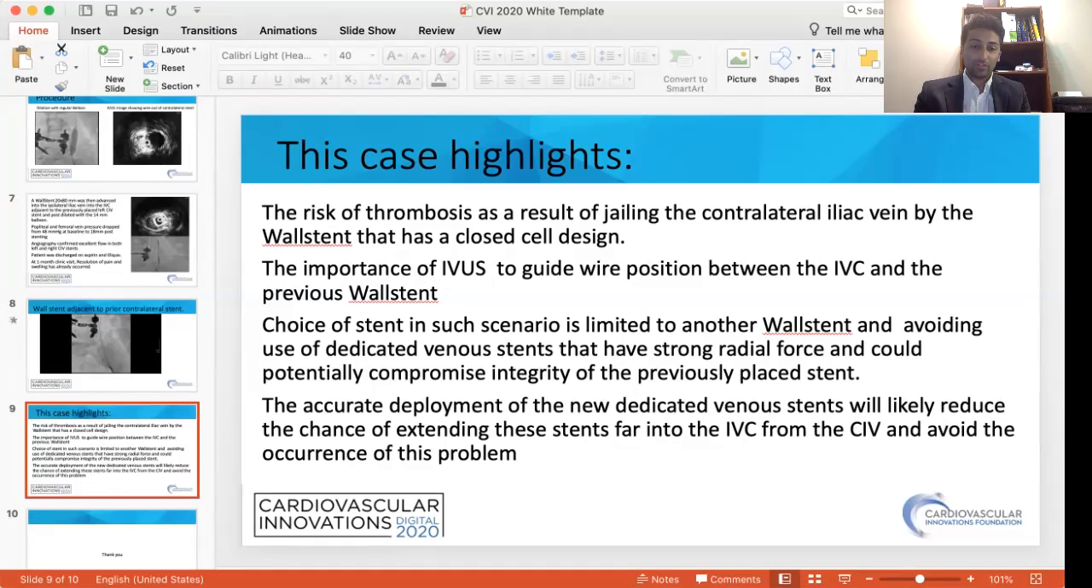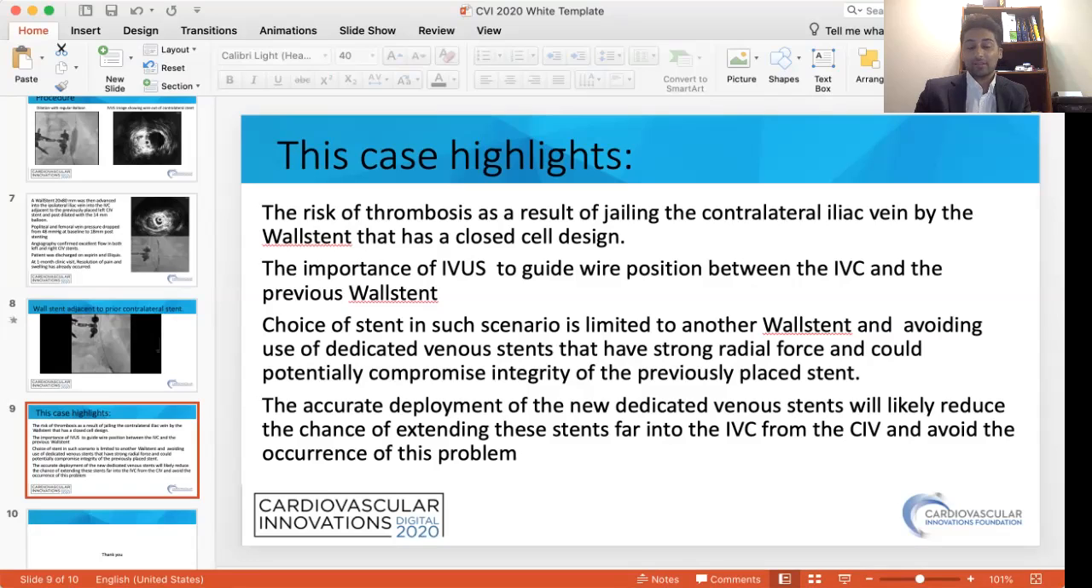Also, regarding the choice of stent, we noticed here that despite the new release of venous stents and the FDA approval for different brands, the new nitinol open-cell design stents are much stronger in their radial force compared to the wall stent. This might compromise the contralateral stent that's placed there if we picked any of those stents, and this has to be kept in mind.